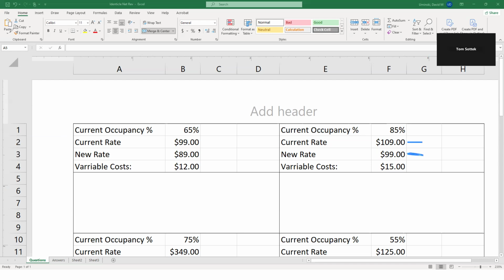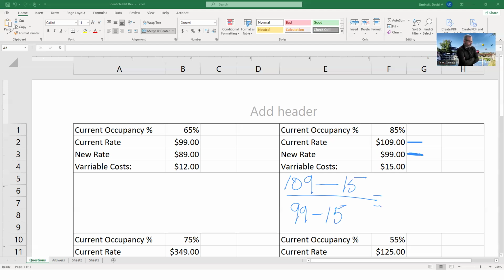We're proposing again going down by $10 to that $99 rate. We're at 85% occupancy and our variable cost is $15. So we do the 109 minus 15. We do the 99 minus 15. Okay. What's 109 minus 15? 94. Thank you. And then 99 minus 15? 84. So we divide those two numbers.